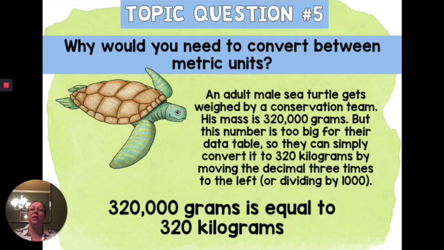And again, why would you need to convert between metric units? Well, here's an example. An adult male sea turtle gets weighed by a conservation team. His mass is 320,000 grams, but this number is too big for their data table. So they can simply convert it to 320 kilograms by moving the decimal 3 times to the left, or dividing by 1,000. So 320,000 grams is equal to 320 kilograms. That's a lot easier to work with.